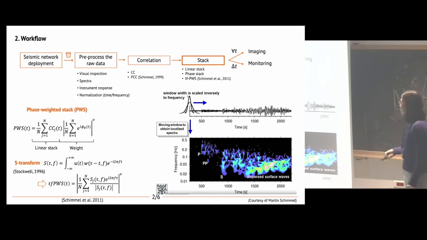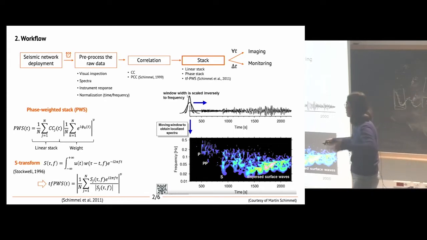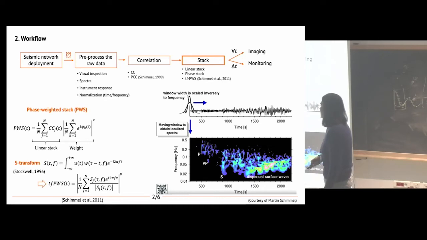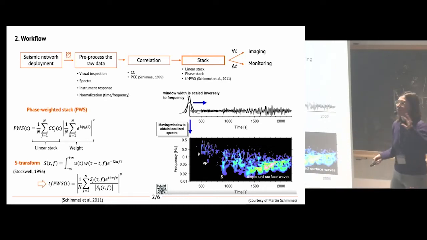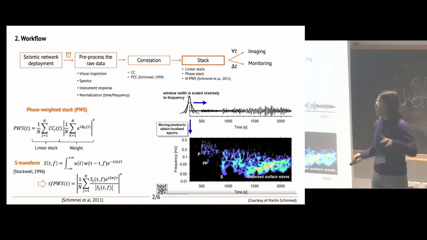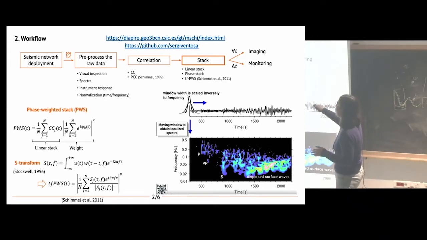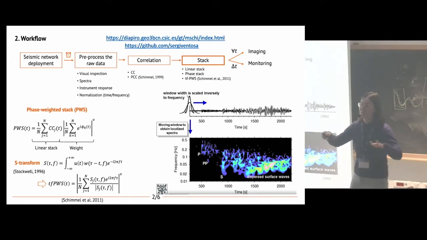And here I would like to show you an application. So this transform has been used in many approaches. For instance, here to develop this phase-weighted stack in the time-frequency domain, but also we can use that when we study velocity changes, when we do monitoring. All the codes are available and open source and you can download and play with them. It's very easy. So, advertisement.